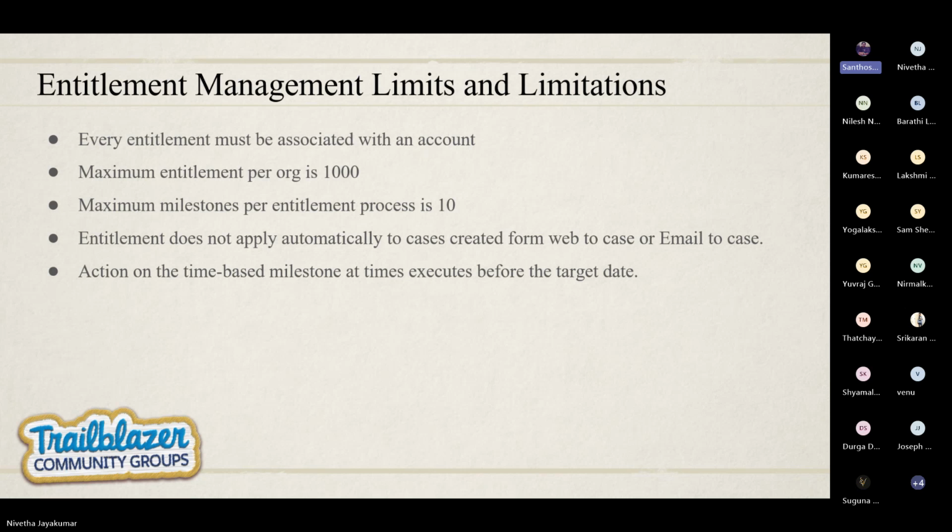The actions of the milestones are time based, and they can execute some minutes before the target date. For example, if you set the violation to happen 0 minutes after the target, it can occur before the time. It means at the zeroth moment or before the zeroth moment. So these are the limitations of the entitlement process and milestones.